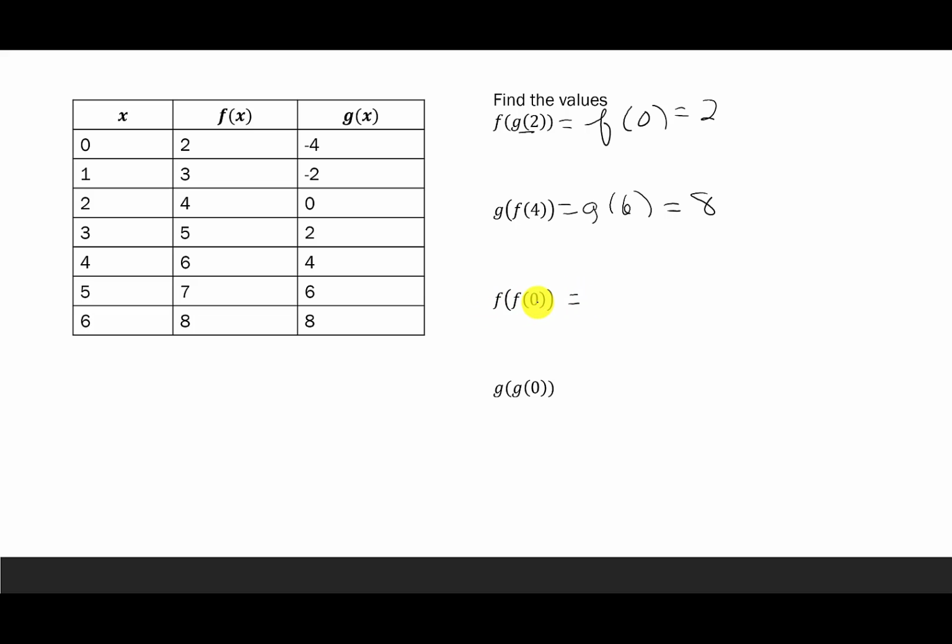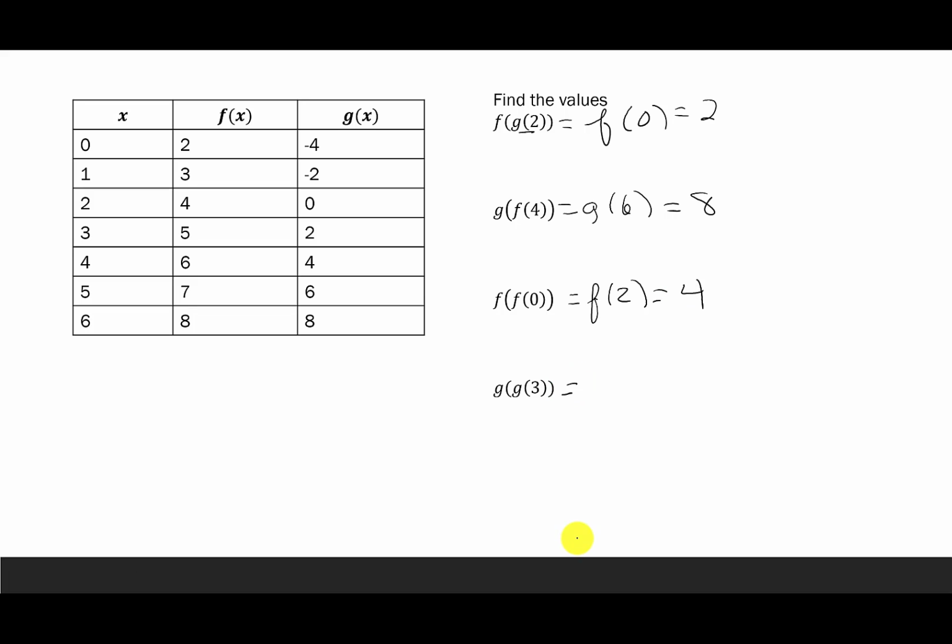F of f of 0 says you can composite a function with itself. So I start at 0, f of 0 is 2. Then I look at f of 2, so at 2 it sends me to 4. So here's my answer.